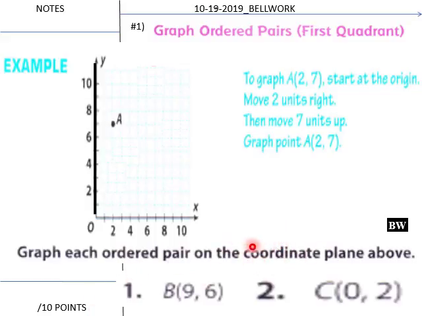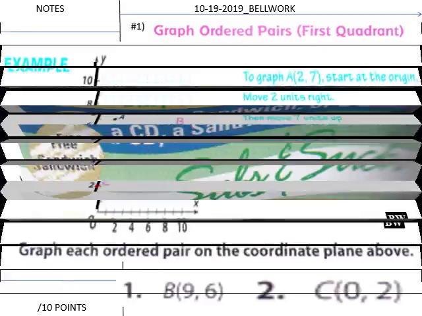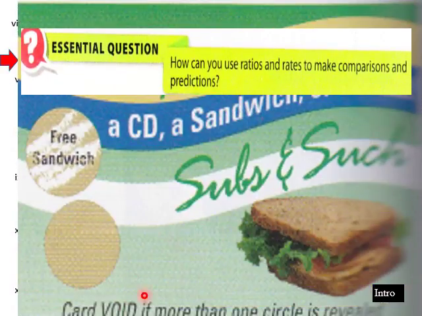Okay, welcome back for our solutions for today's bell work for plotting these points. Here's B for number 1. It should be right here, students: 9, 6. When x equals 9, y equals 6. And for number 2, when x equals 0, y equals 2 will be right here. X equals 0, so it's on the y-axis. Okay, into our lesson today.